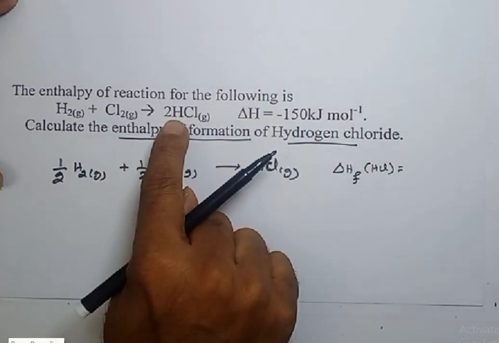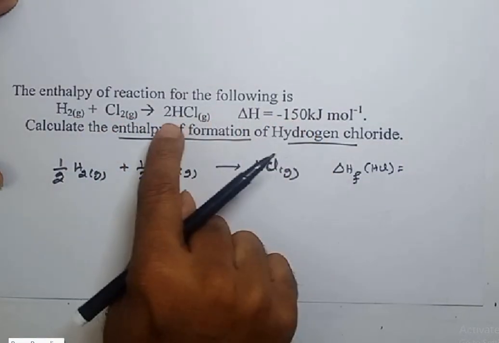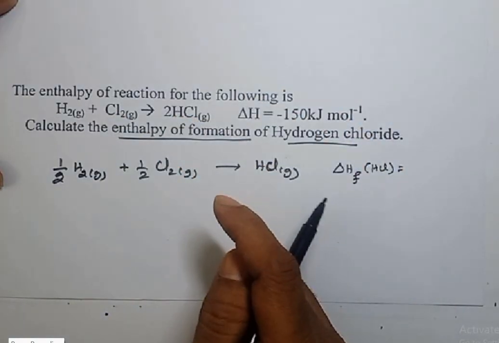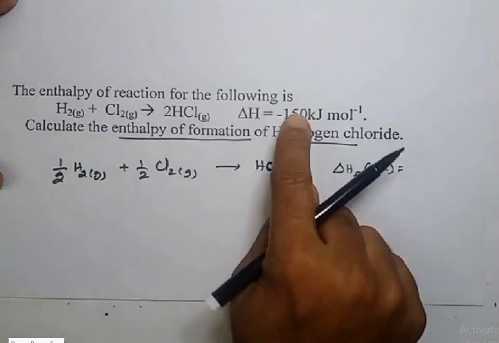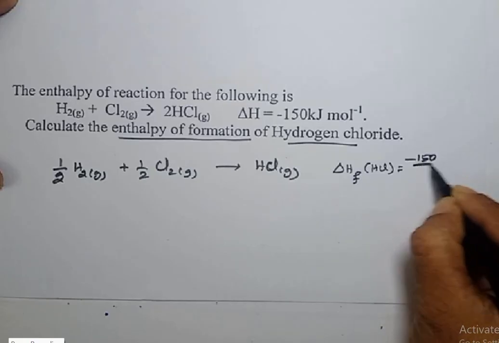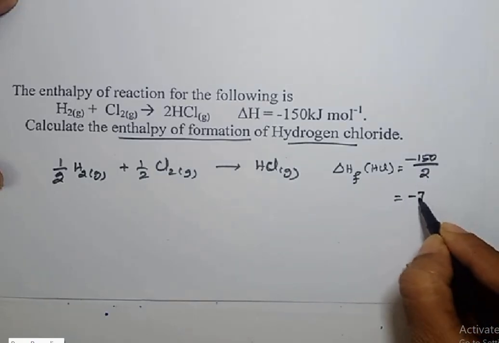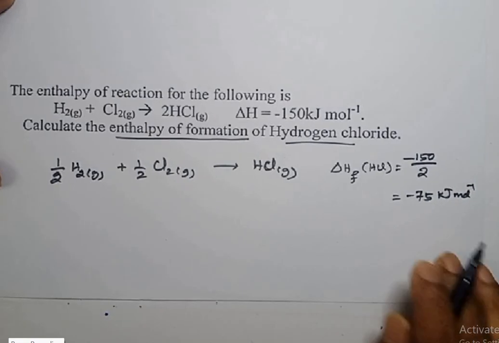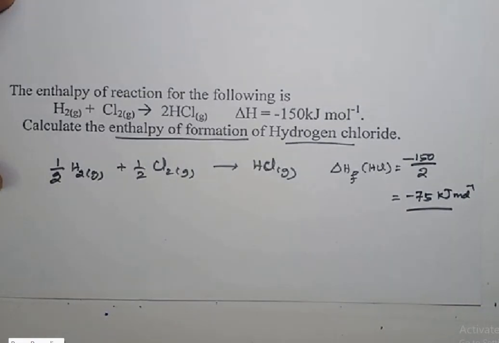This is for 2 moles, right? This enthalpy is for the formation of 2 moles. For the formation of 1 mole, what to do? Divide the value by 2. So minus 150 by 2 will give me minus 75 kilojoule per mole. Kilojoule per mole. So this is the answer for this question.